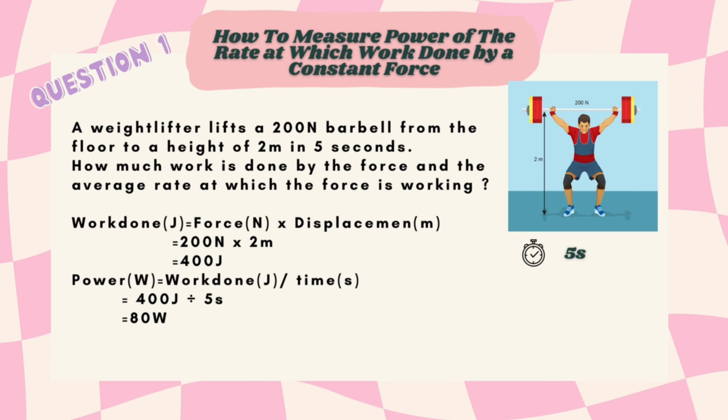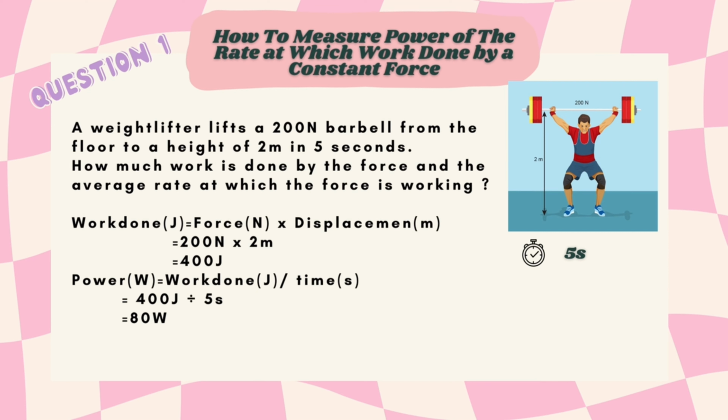Let's move to the first question. How to measure power as the rate at which work is done by a constant force? The question below shows that a weightlifter lifts a 200 Newton barbell from the floor to a height of 2 meters in 5 seconds. How much work is done by the force and what is the average rate at which the force is working? When the question asks to calculate the average rate at which the force is working, it refers to calculating the power.